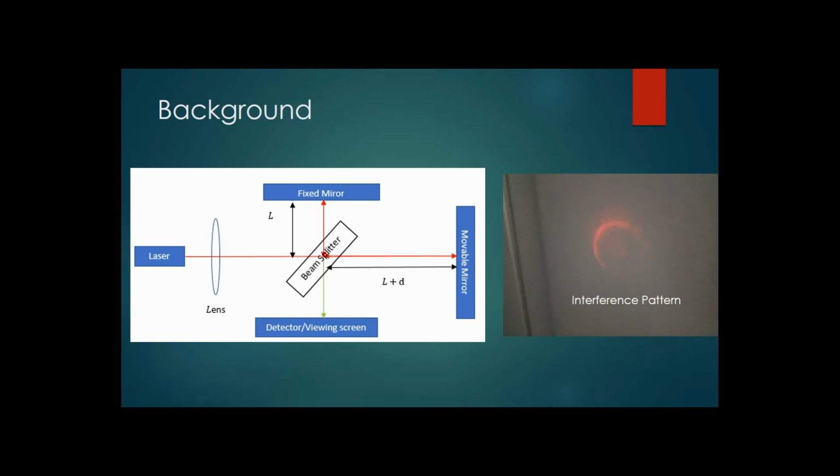Because the beam transmitted to the movable mirror has traveled some longer or shorter distance equal to 2d, the 2 beams are no longer in phase when they hit the viewing screen. Placing a lens in front of the laser spreads the light out so we can view the resulting interference pattern of light and dark fringes. That's what you see on the right.